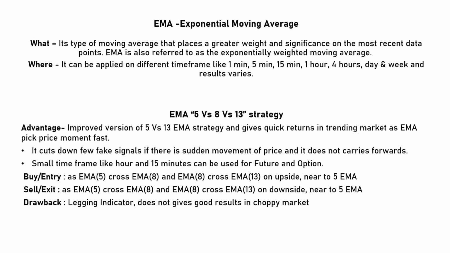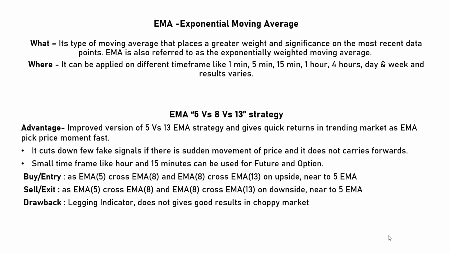Your entry criteria, or the buy criteria. As the EMA 5 crosses EMA 8 and EMA 8 crosses EMA 13 on the upside, we enter on the buy side near the 5 EMA line. Sell or exit criteria: same on the downside. As 5 EMA crosses 8 EMA and 8 EMA crosses 13 EMA on the downside, during that time we try to short the market or exit from the market near the 5 EMA line.